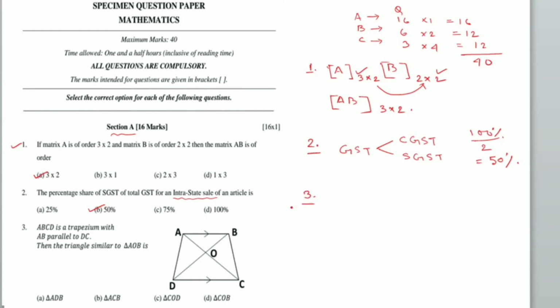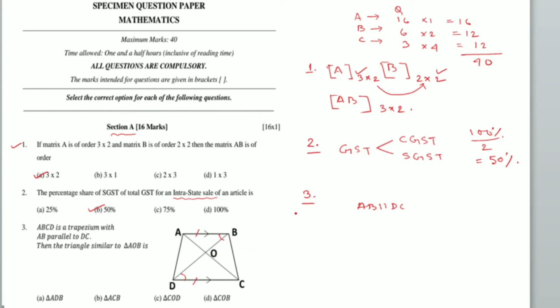Number 3, the question is: ABCD is a trapezium with AB parallel to DC. Then triangle AOB is similar to which of the following? Here you can see AB is parallel to DC, and if DB is the transversal, then these two angles are equal because these two angles are alternate angles.